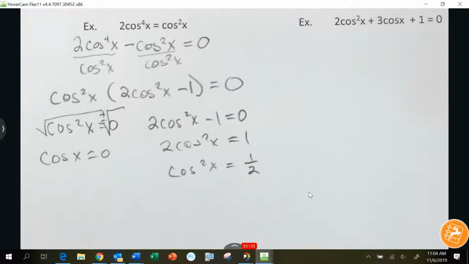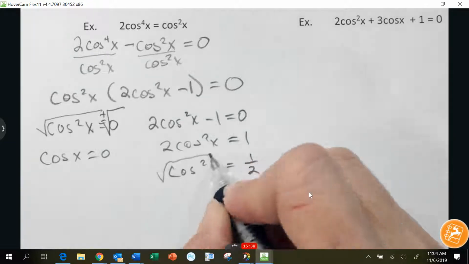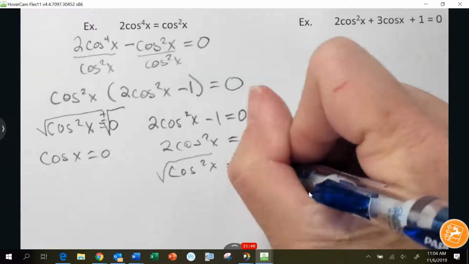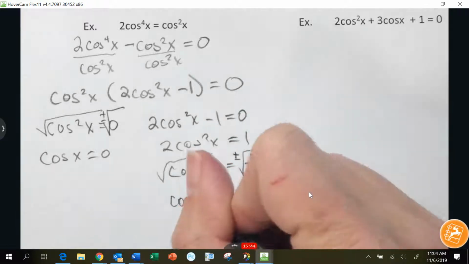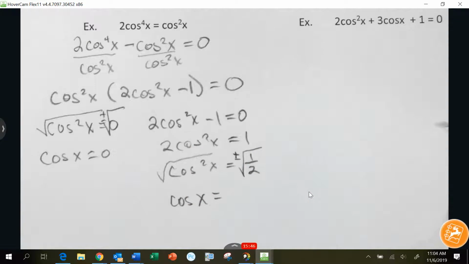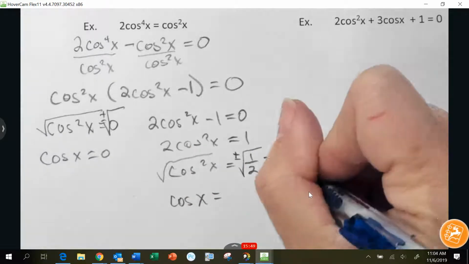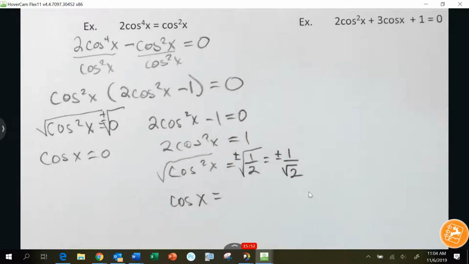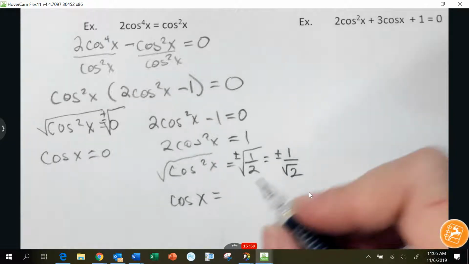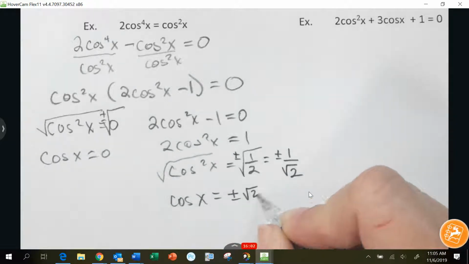and do I have to do something else? Dylan? Square root, but what if I square root? What also do I have to do? Plus or minus? So if cosine x equals, this is the same thing as plus or minus 1 over square root 2, which I really do not have to go all the way and rationalize, but if you do rationalize it, it's going to be square root of 2 over 2.